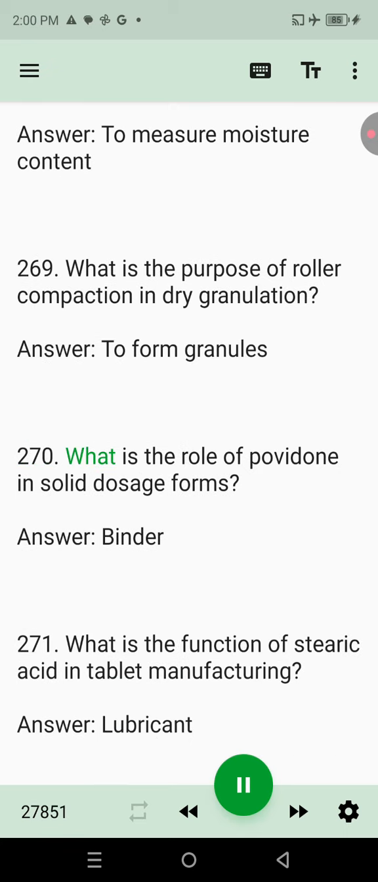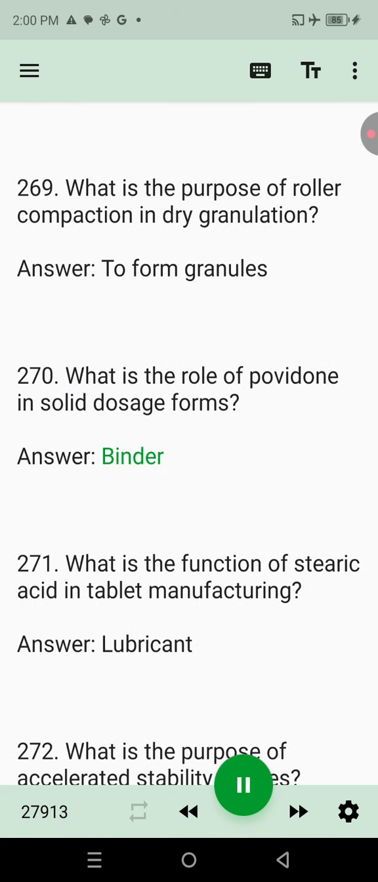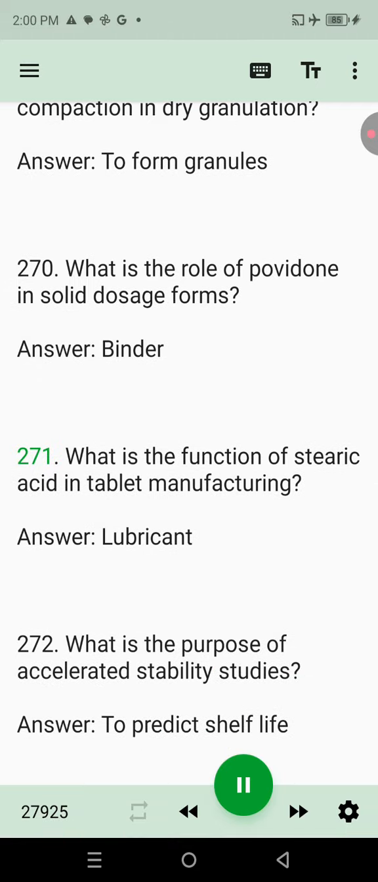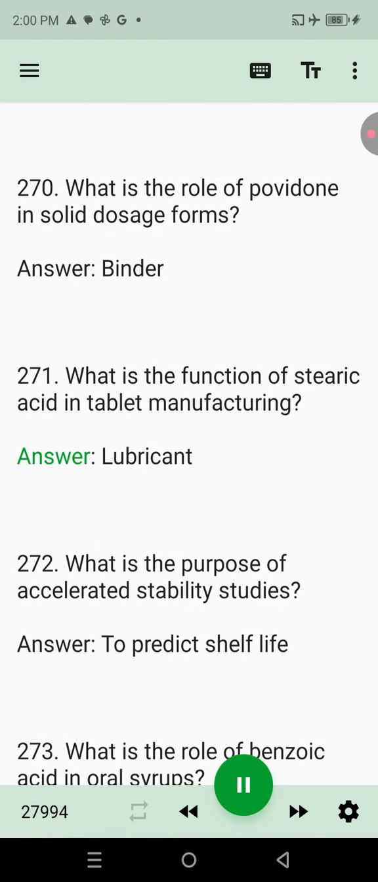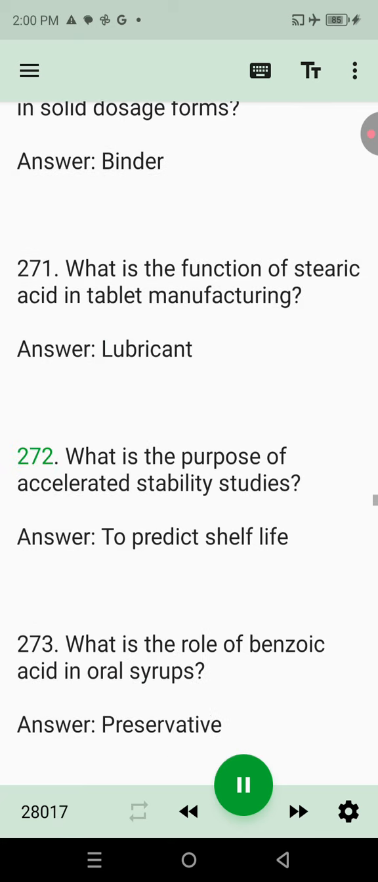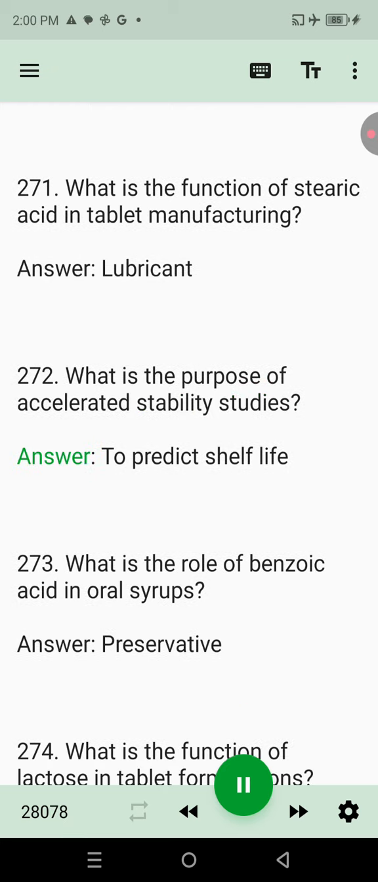270. What is the role of povidone in solid dosage forms? Answer: binder. 271. What is the function of stearic acid in tablet manufacturing? Answer: lubricant. 272. What is the purpose of accelerated stability studies? Answer: to predict shelf life.